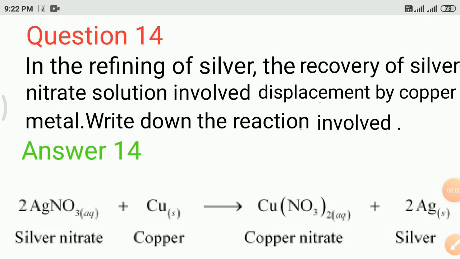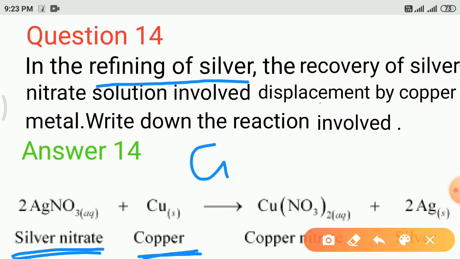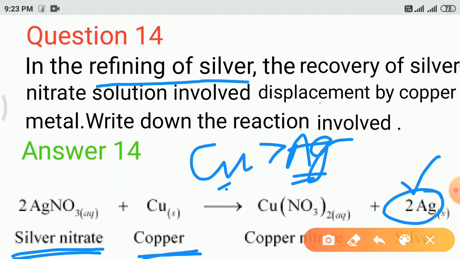Question number 14: in the refining of silver, the recovery of silver nitrate solution involved displacement of copper metal. Write down the reaction involved. Here we have to write only the reaction equation. During the refining of silver, silver is found in the form of silver nitrate. Then we will use copper. Copper is more reactive than silver, so it will displace the silver from its compound and form copper nitrate plus silver.